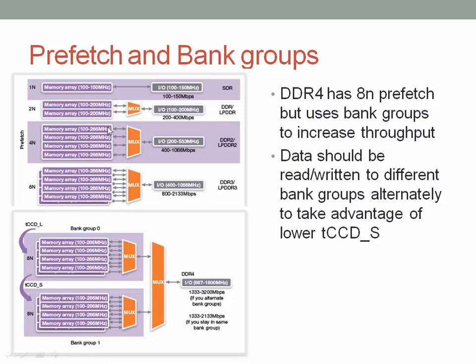One thing we can observe here is the memory array speed is almost the same across the different generations. So that is not changing. It's about 100 to 150 megahertz here, and in the DDR4 it is 100 to 266 megahertz. So the core clock is not changing.